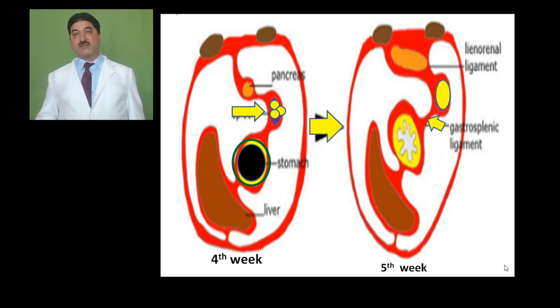Its superior border has spleniculi, which represent its fetal origin. It is connected with the stomach by gastrosplenic ligament and with the kidney by lienorenal ligament.